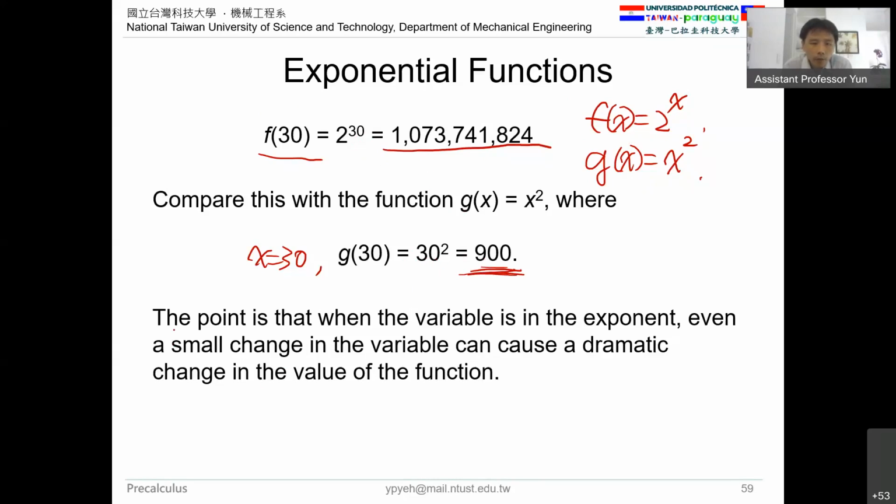Okay. So the point is that when the variable is in the exponent, even small changes in the variable can cause dramatic changes in the value of the function. Okay.